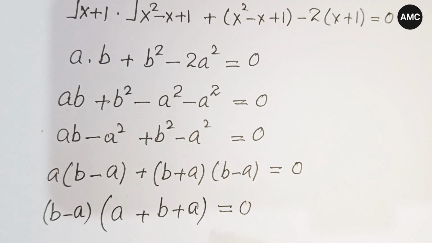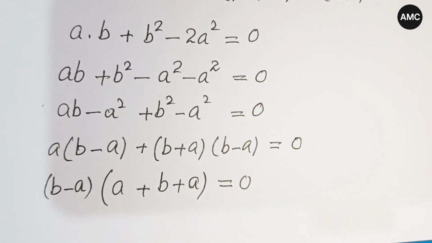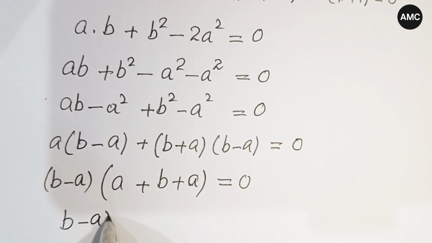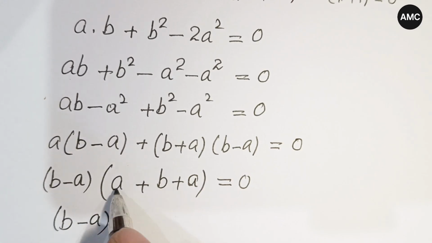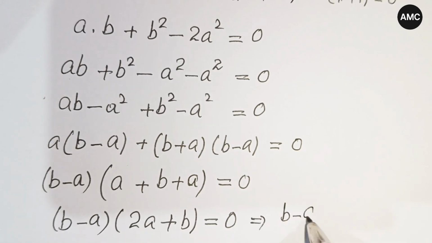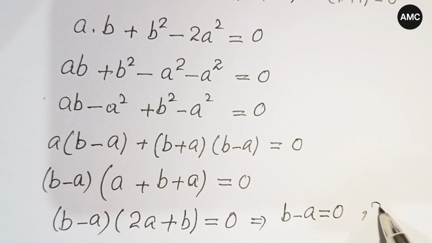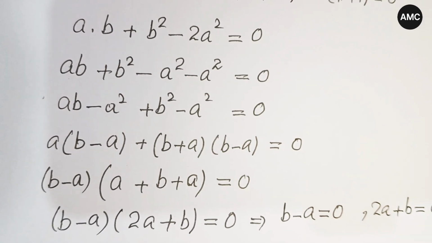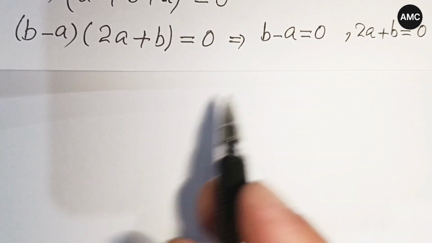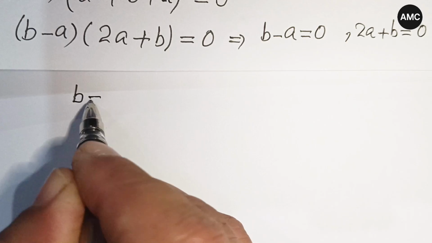is equal to 0. Now b minus a times, here a plus a is 2a, so we write 2a plus b is equal to 0. Now we have two possible cases: b minus a is equal to 0, and 2a plus b is equal to 0. Our next step: b minus a is equal to 0 means that b is equal to a.